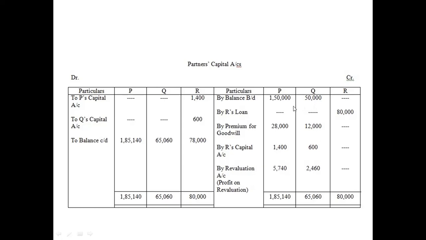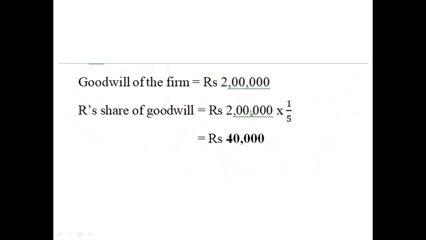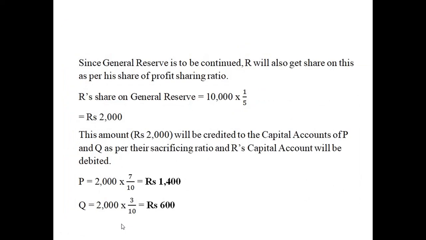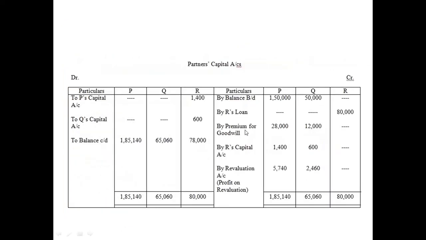And previously, we have calculated the amount of goodwill also. This R share of goodwill we have calculated before, which is 40,000. This 40,000 is to be shared between P and Q as per their sacrificing ratio. So the sacrificing ratio is 7 is to 3. So we can see here this premium for goodwill will be shared between P and Q as per the sacrificing ratio.